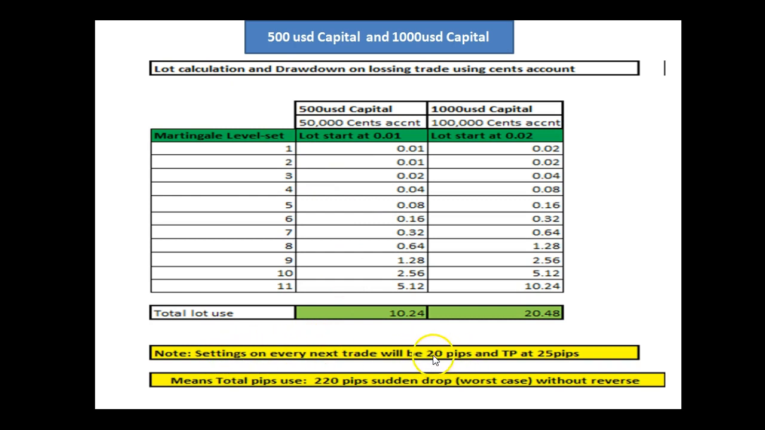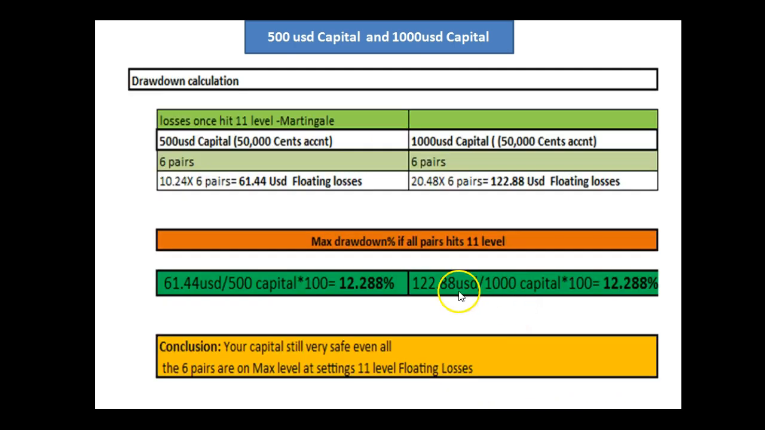The settings will be 20 pips and 25 pips. I think you understand this already, just now we have done the explanation. So the total is still on 20 pips on the sudden drop, worst case without reverse. So this is the calculation of drawdown, the losses once it hits 11 level martingale.